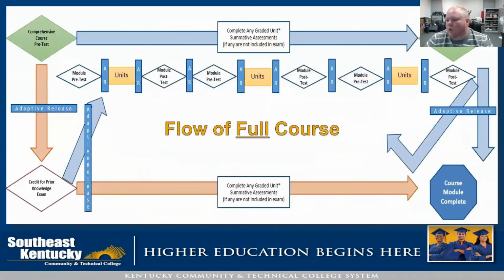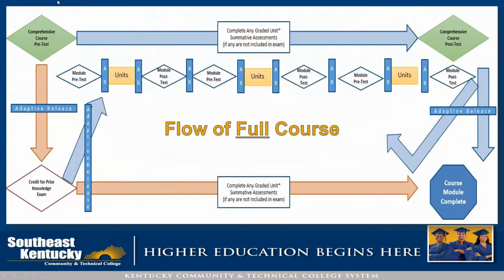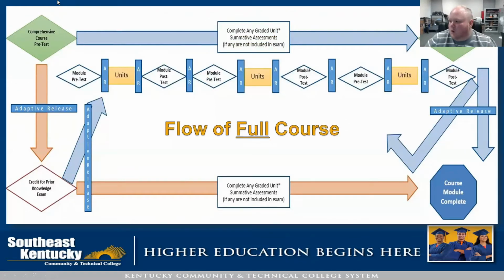The flow of a full course works much like the flow of a module. You'll start with a comprehensive course pretest. You make a 90 or above, you get the credit for prior knowledge, credit for prior learning exam for the course. Make a 90 or above on that, then you have successfully completed the course. So you can kind of see the flow here.